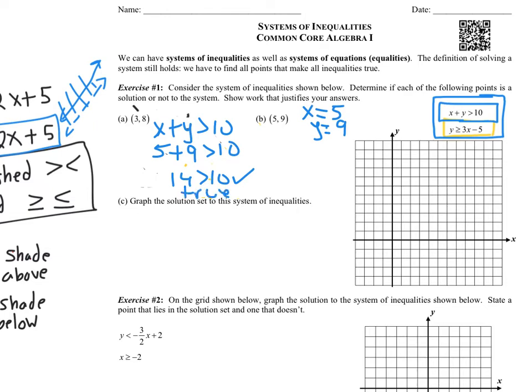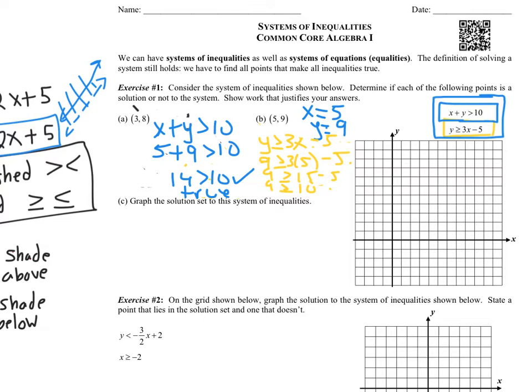Then I'm going to use the next inequality, which we know is y is greater than or equal to 3x minus 5. So again, we're going to substitute in 5 and 9 to each variable. I'm going to pause this and see if you can do this on your own, and then I will come back with the solution after.